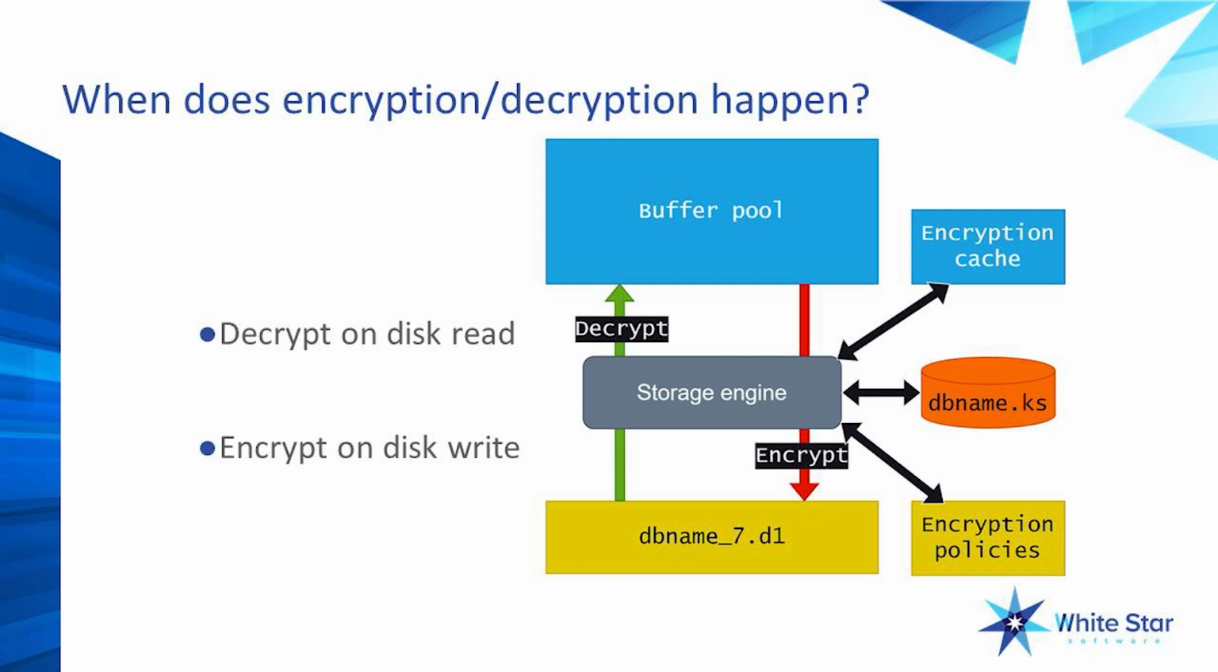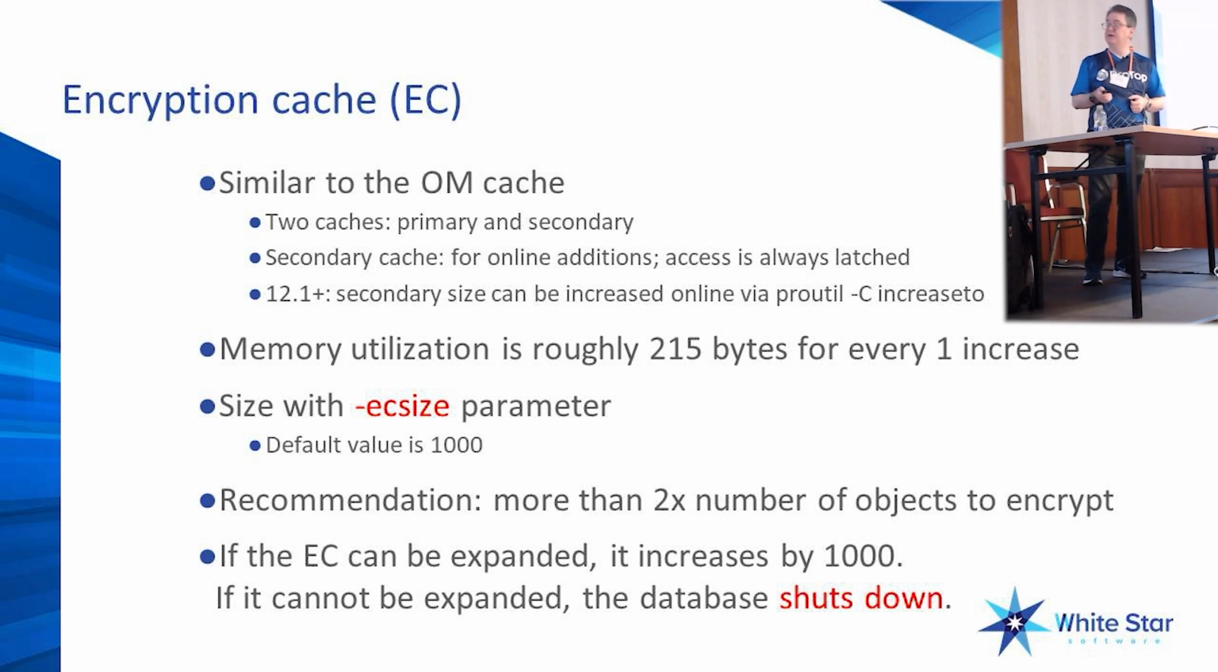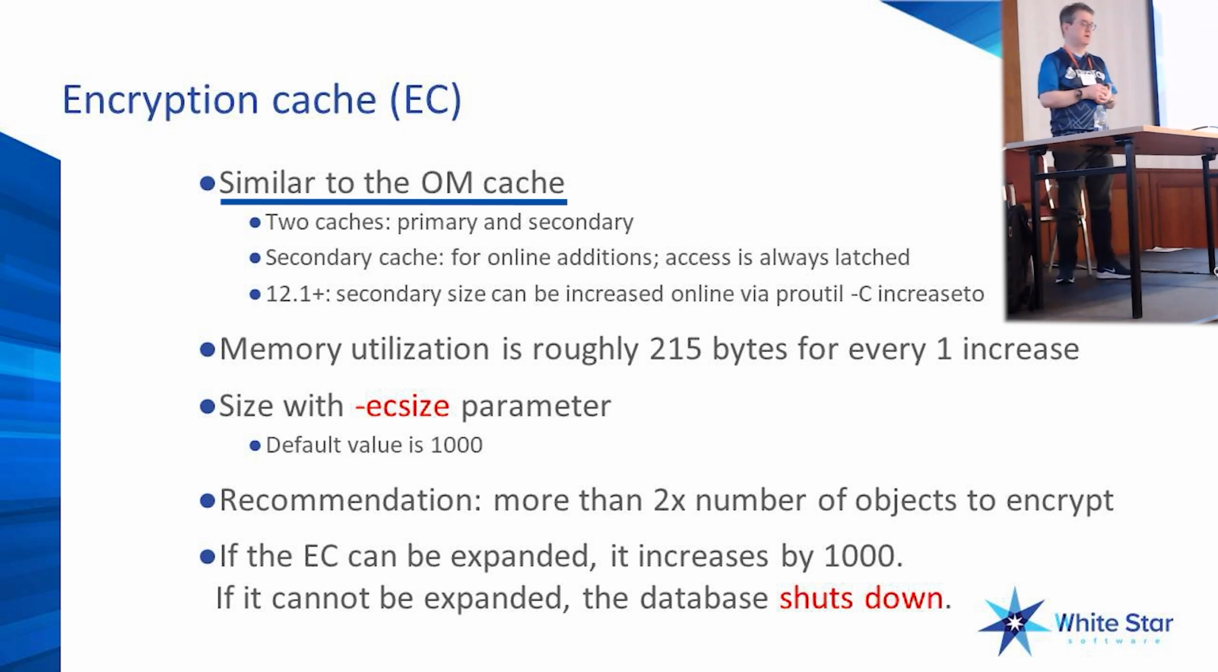So I'll just talk a little bit about the encryption cache. It's similar in concept to the OM cache, which you may be familiar with, the object mapping cache, which is a cache of the storage object records. So the encryption cache is a collection of data from both the key store and the policy table. And there are two caches, primary and secondary. Access to the secondary cache is always latched with the EC latch. And that's where any online changes, new policies get written.